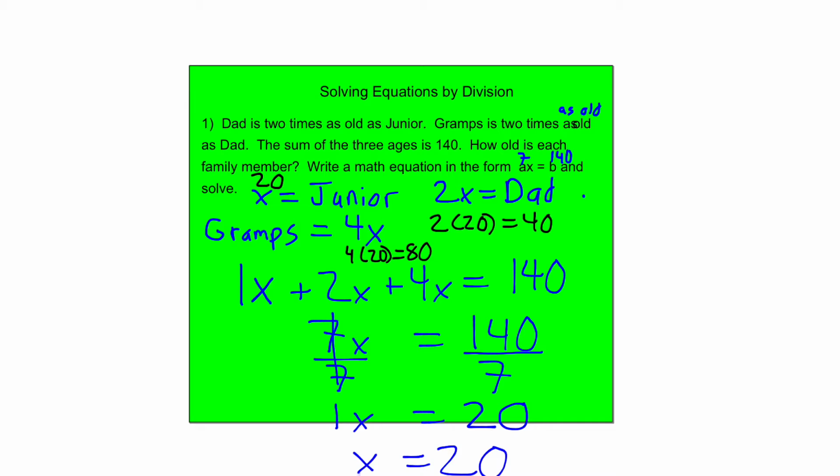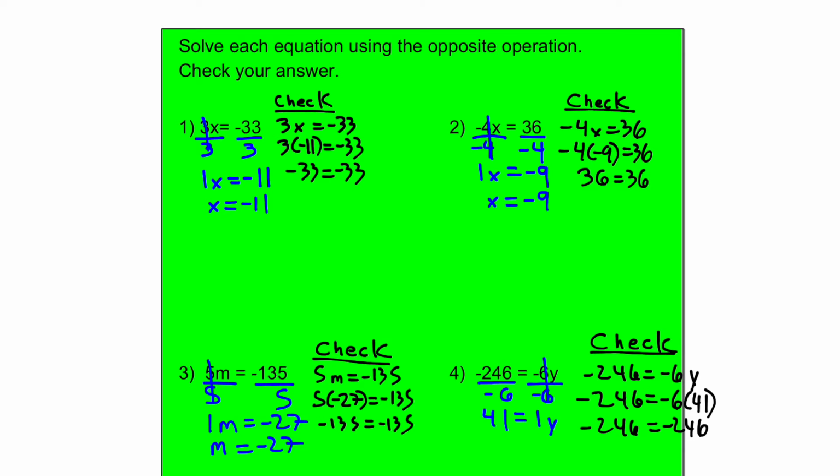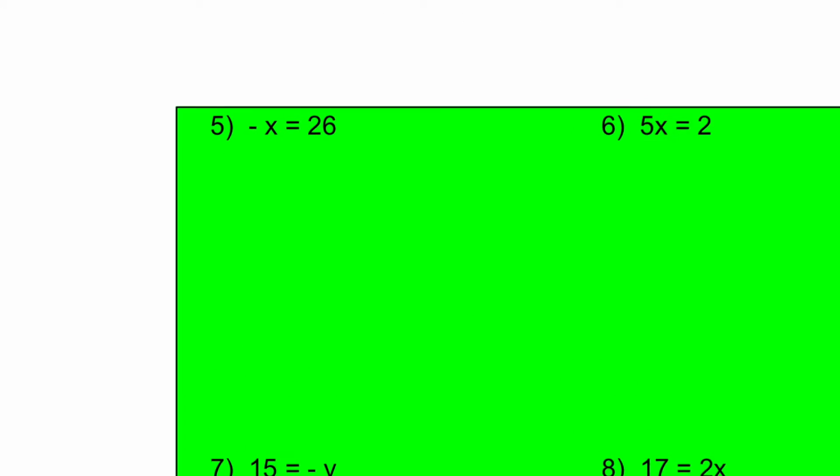This is part two of the solving equations by division video. In the first video, we sort of developed an equation and solved it. And then we did four equations where we solved them by division and checked them. I just want to look at some slightly different ones now. Take a look at this one.